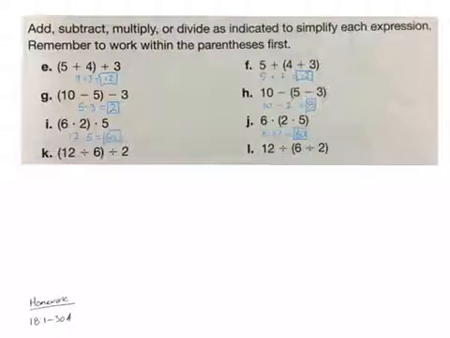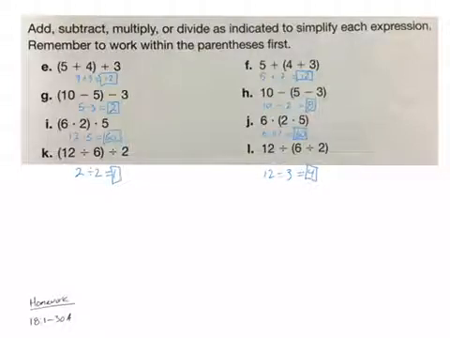12 divided by 6 is 2. 2 divided by 2 gives me 1. Over here, this is going to give me 12 divided by 6 divided by 2, which is 3. So 12 divided by 3 gives me 4. Man, I'm forgetting to box those in.